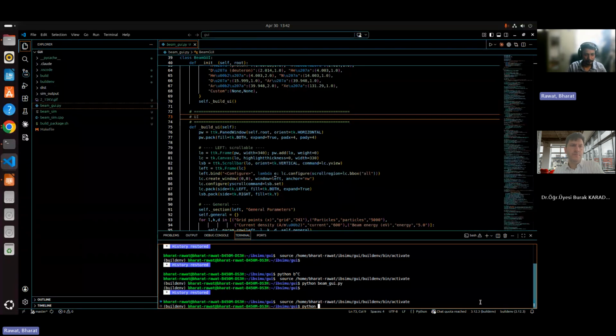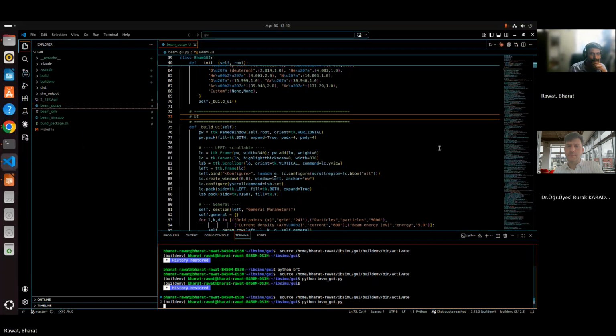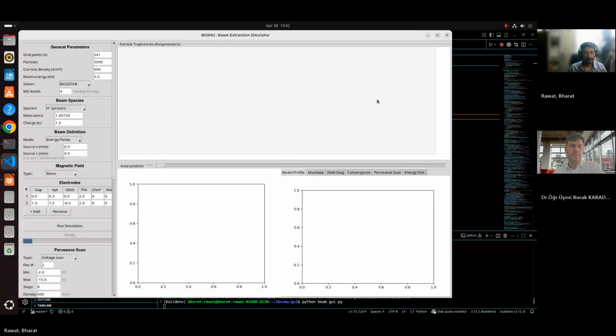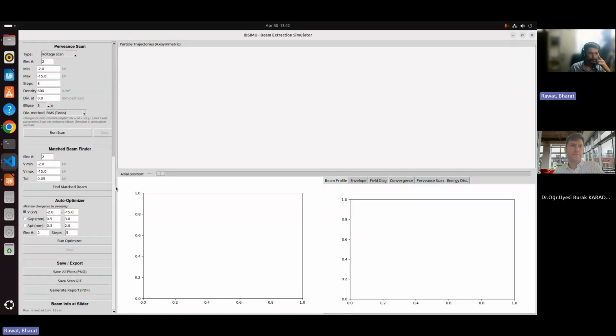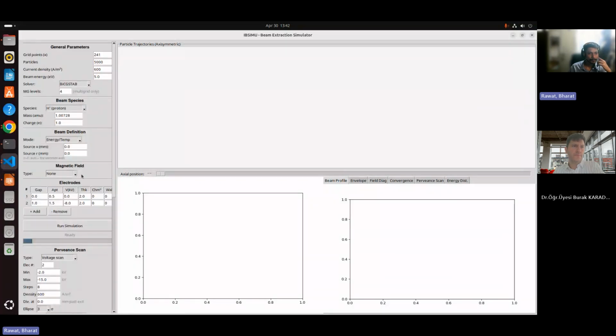So if I run this beam-GUI.py, it would open this GUI, which would run the simulation. And then here you have all the other parameters, which do very similar things as the previous code. But again, here I can run it quickly because it is not a big code, so it's more of a trajectory code, so it should run quickly.